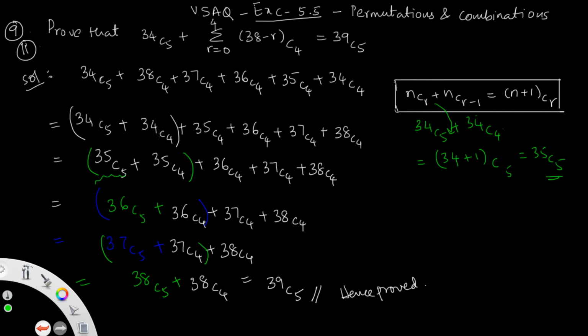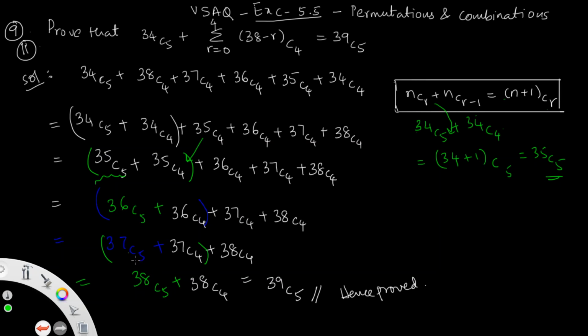Then 35C4. Next, this term 35C4 plus the same. Again rearranging the terms, 35C5 plus 35C4, by using nCr plus nC(r minus 1) equal to (n plus 1)Cr, that becomes 36C5. Again 36C4 same, 37C4 same, 38C4 same. Again rearranging the bracket common to the first two terms, that becomes 37C5. Why? Because nCr plus nC(r minus 1) equal to (n plus 1)Cr. So that is 37C5, 37C5 plus 37C4 plus 38C4.